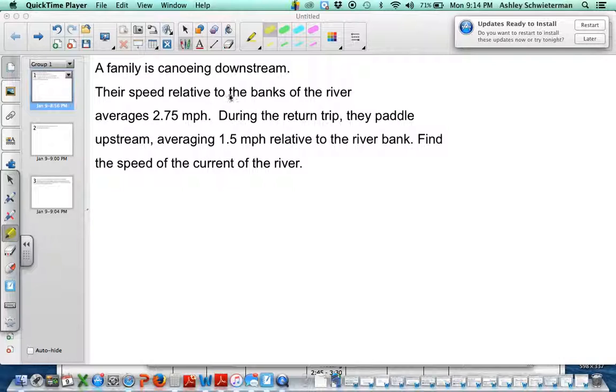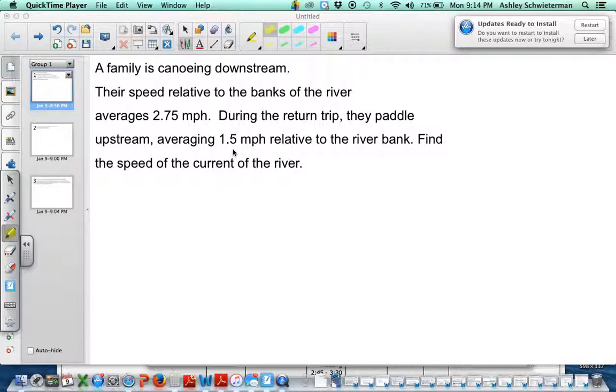Their speed relative to the banks of the river averages 2.75 miles per hour. So this is downstream. This is with the current. During the return trip, they paddle upstream, averaging 1.5 miles per hour relative to the banks of the river. So now they're against the current. Find the speed of the current.